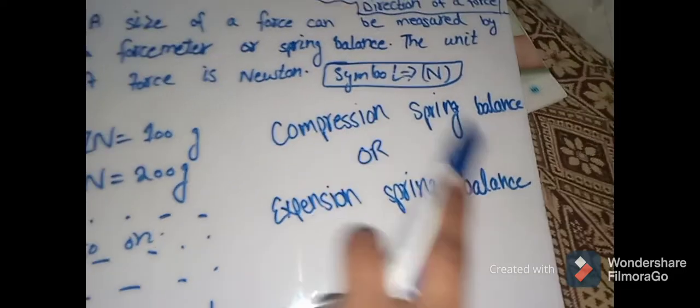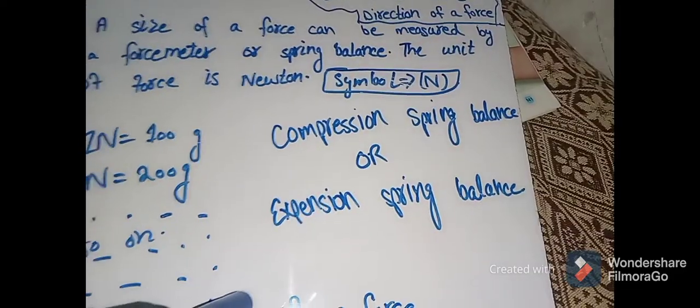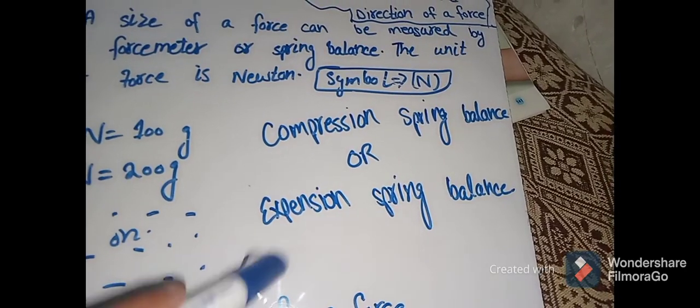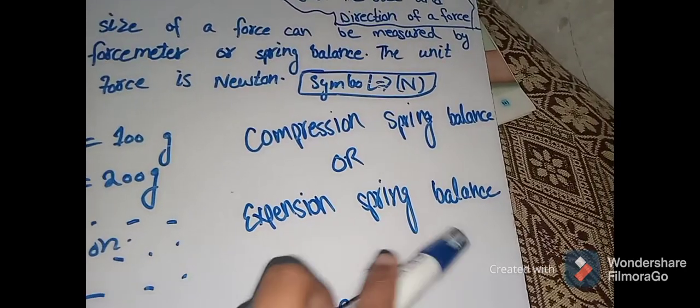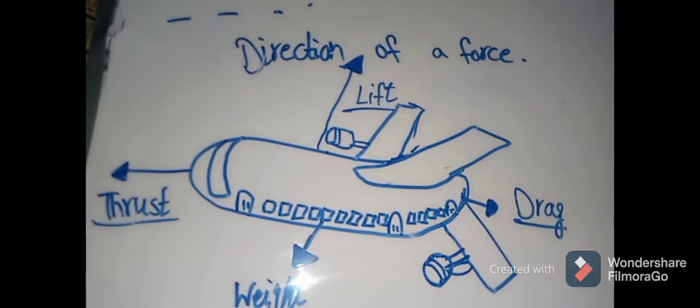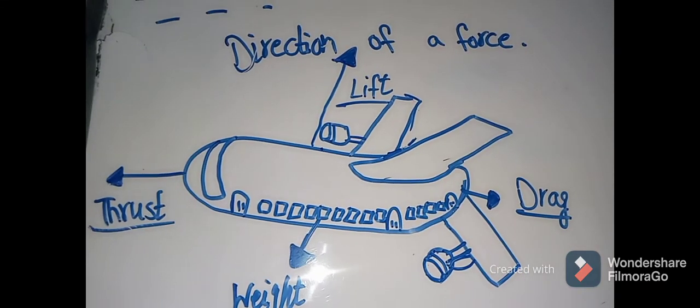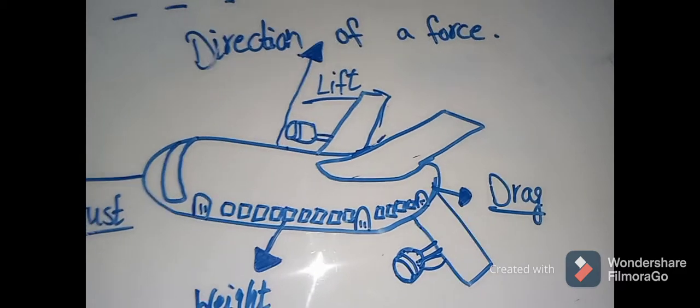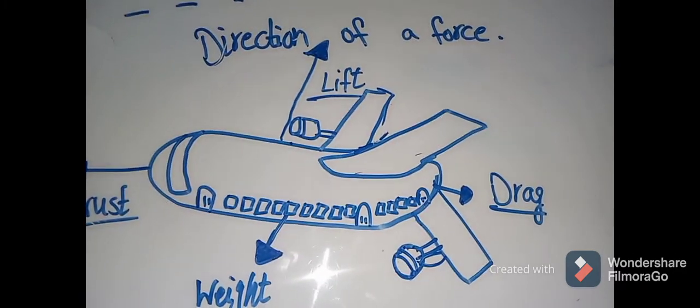When the spring balance is compressed, that's why it's called a compression spring balance. And when the spring balance is expanded, that's why it's called an expansion spring balance. Here I have drawn an aeroplane. It doesn't look like an aeroplane, but imagine that it is.